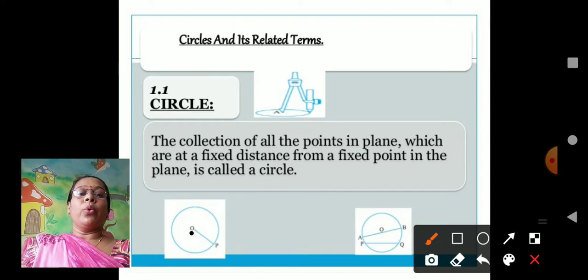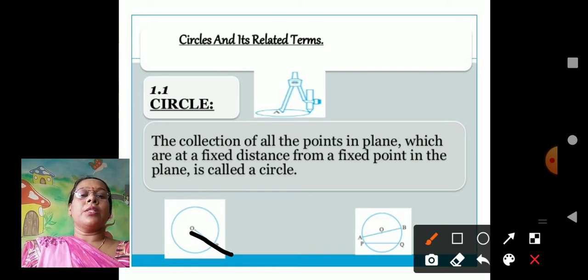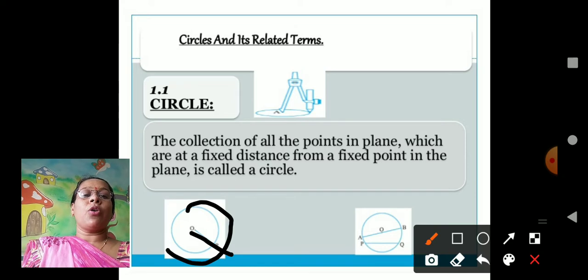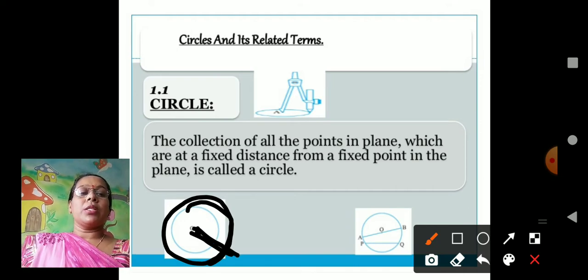Now this point O is the center of the circle and this distance OP is the radius of the circle. And this is the collection of all points which are equidistant from the point O, and the fixed distance is this radius. And this collection is called a circle.